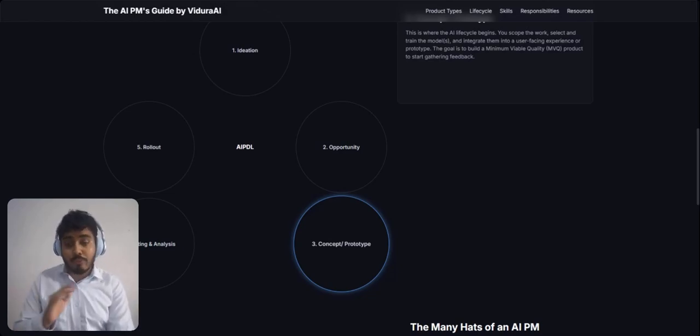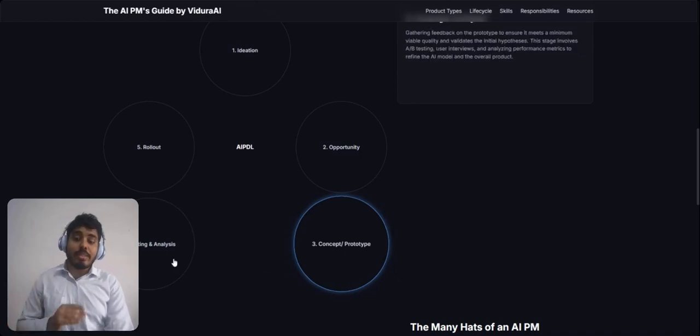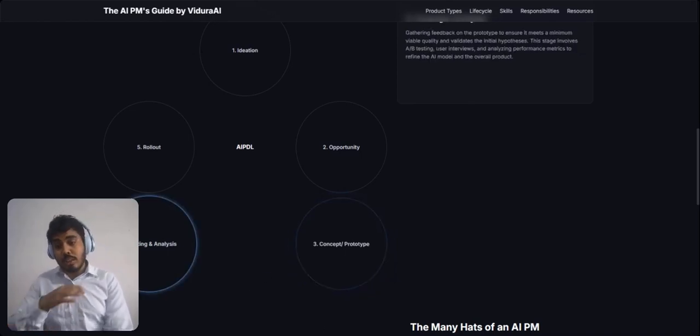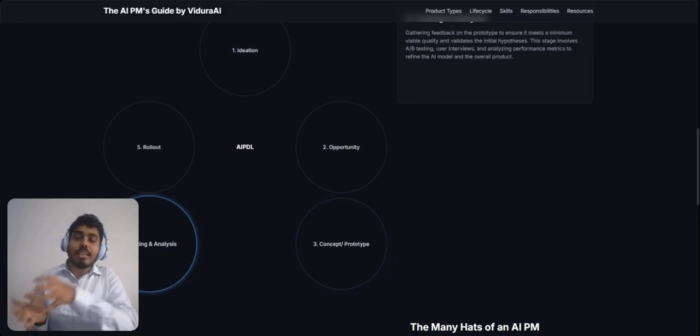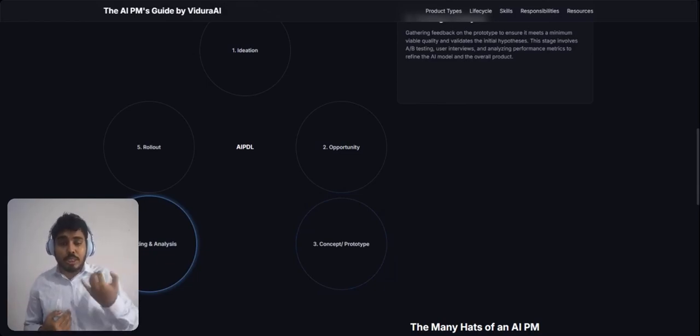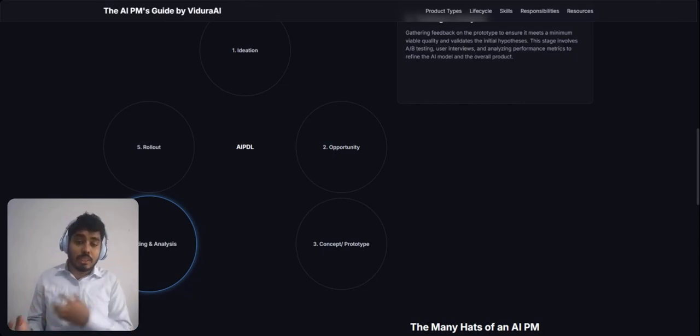Let's move on to step 4. In step 4, we have testing and analysis. Testing and analysis is about gathering feedback on our prototype to ensure it meets minimum viable quality and validates our initial hypothesis.